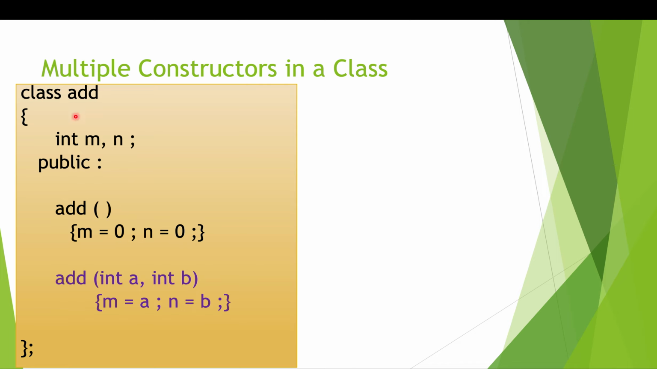So what are constructor functions? These are special functions with the same name as the class, and constructor functions do not have any return type. They are basically used for initializing variables. This is the class add, which has two variables m and n. Inside this we have two constructor functions, the first add function and the second add function, which initializes the values of m and n.